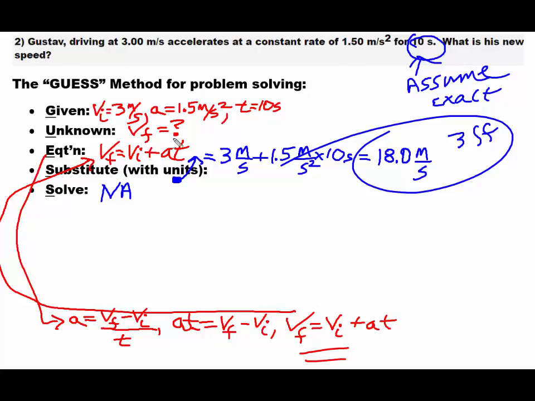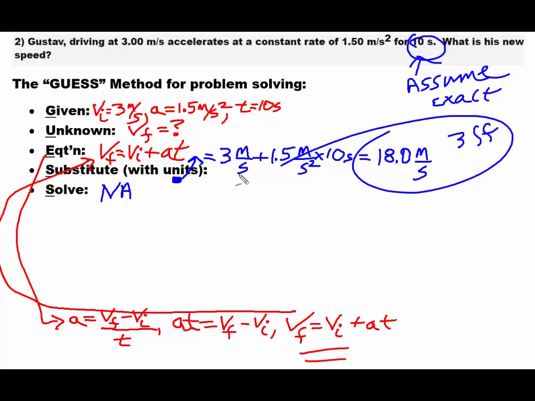So v sub f is what? Equation. We need to rearrange the acceleration formula to get the form output, where the output is the final velocity, is a function of the input. The input here is the time. We get the equation, the final velocity is the initial velocity plus the acceleration times the time. We write the equation, and then we substitute in with the units.